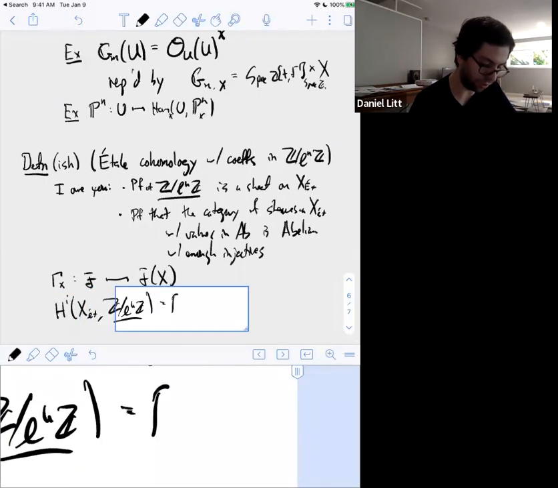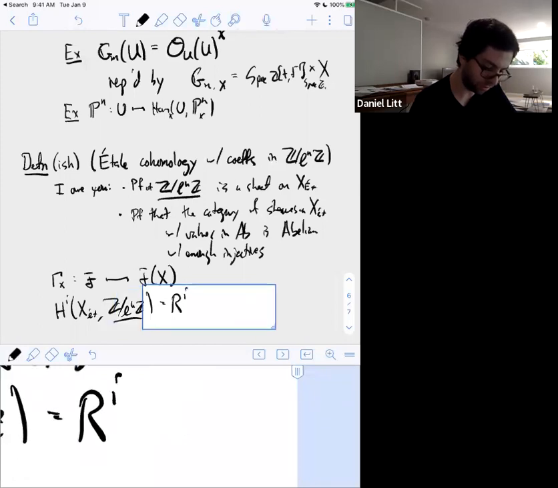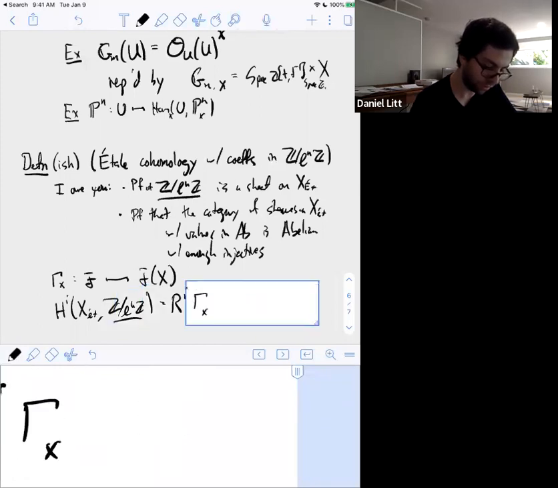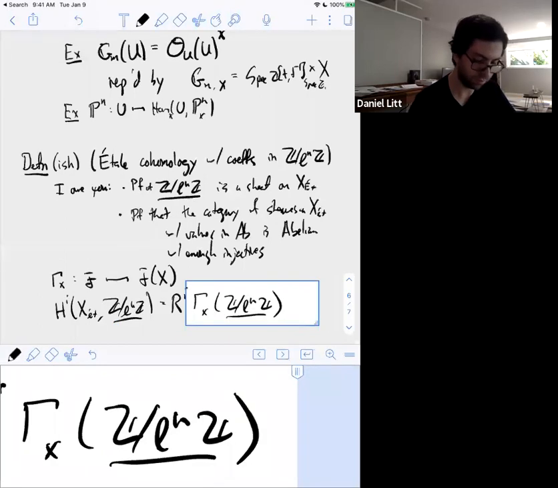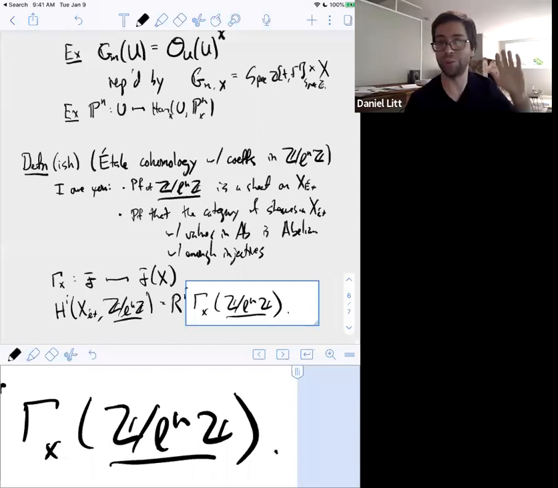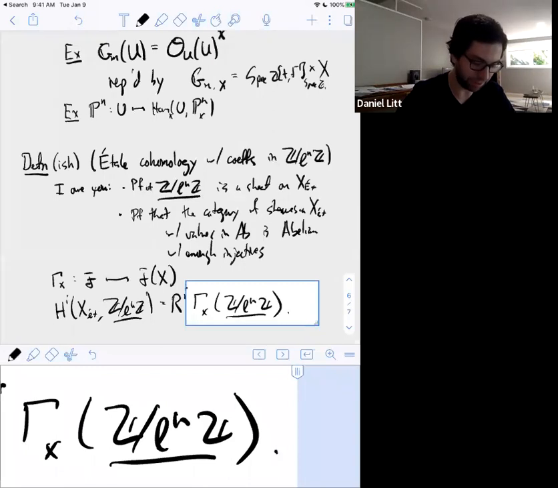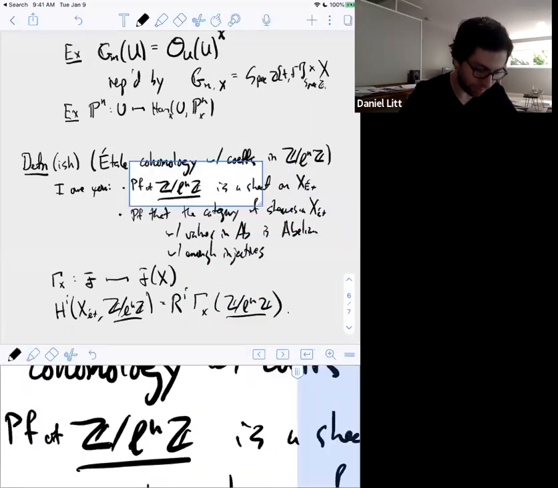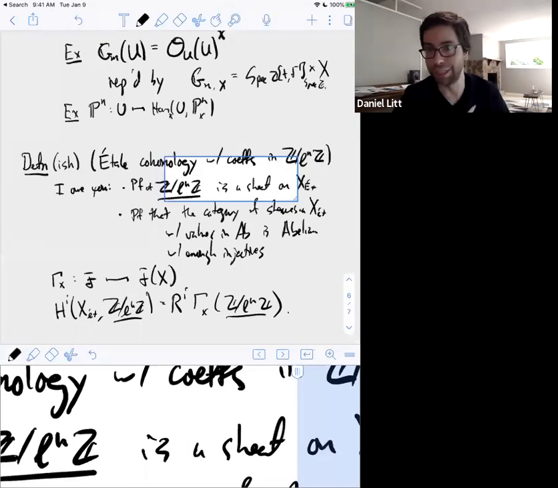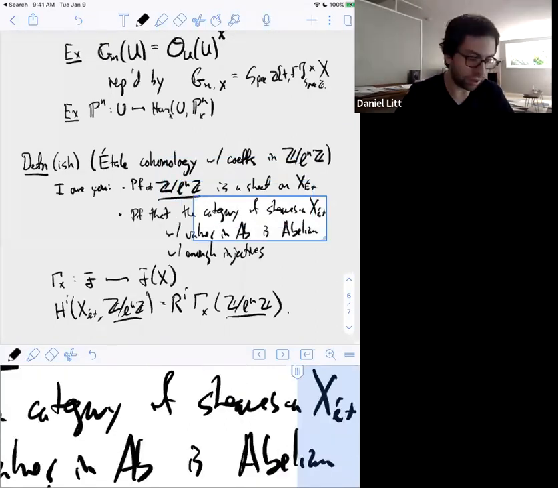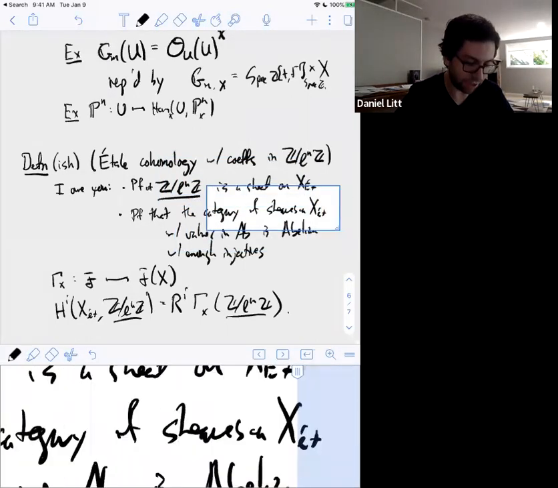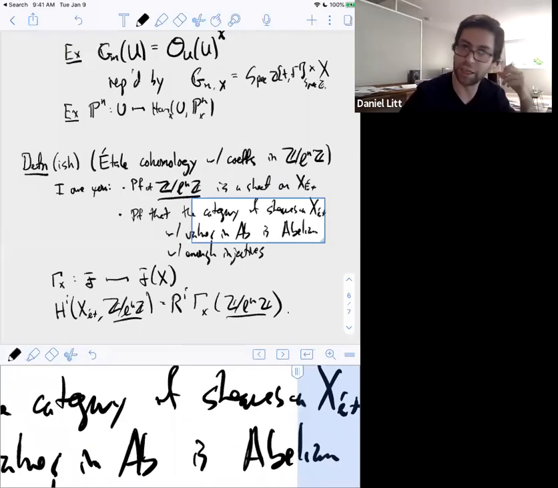are just going to be the right derived functors of the constant sheaf. Okay, so this is Étale cohomology. So maybe let me make a couple remarks about why this definition is not complete. So first of all, we haven't proved that this is actually a sheaf. Second of all, the fact that this category of abelian sheaves is abelian is really not obvious.